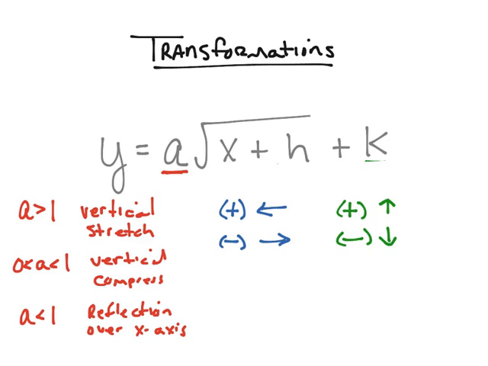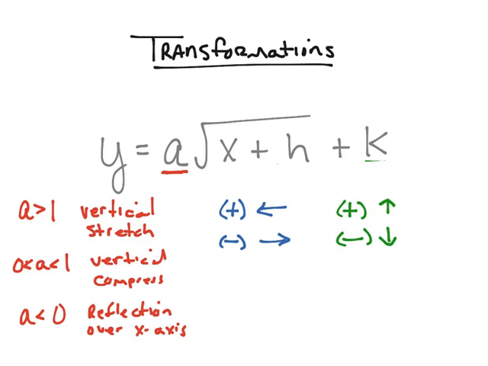And then finally, if a is a value that is less than 0, meaning that it's a negative number, then we're going to end up with a reflection over the x-axis. Alright, so again, one of those three things. And actually, we could also have a reflection along with a stretch or a compress. So that's what the value of a does.